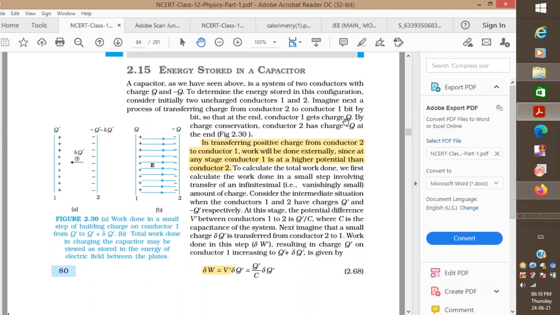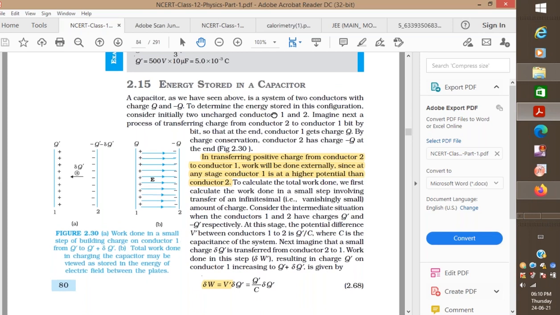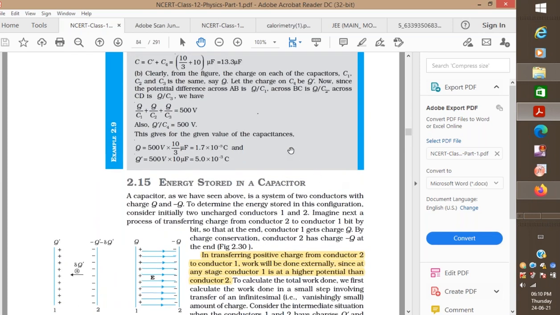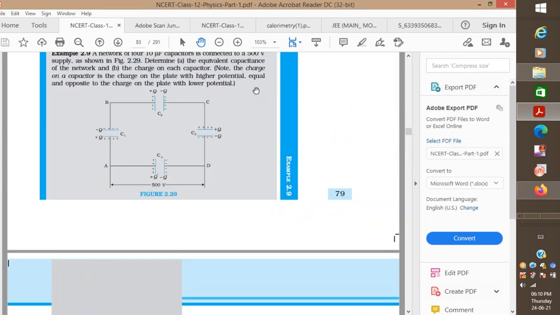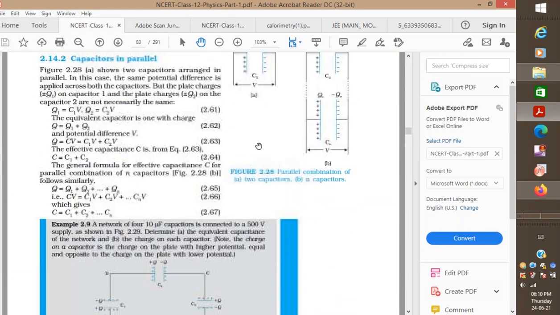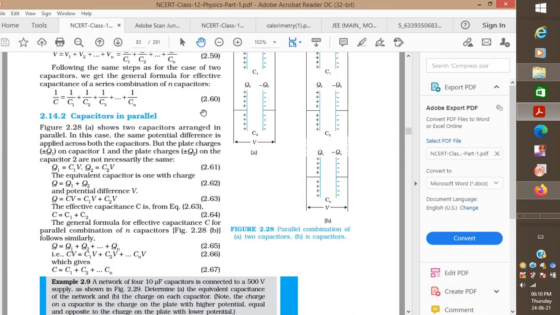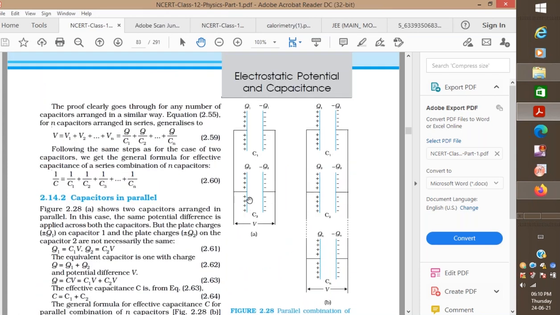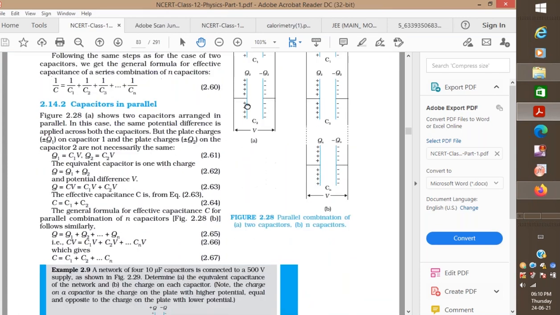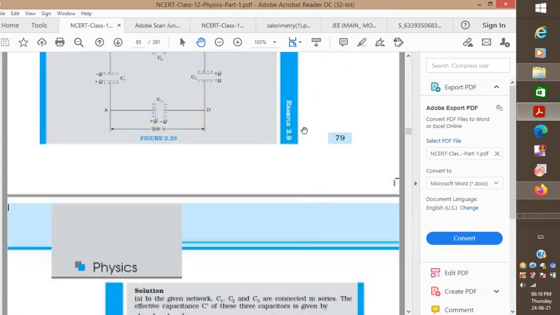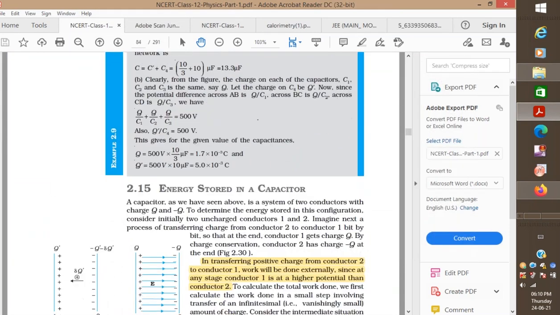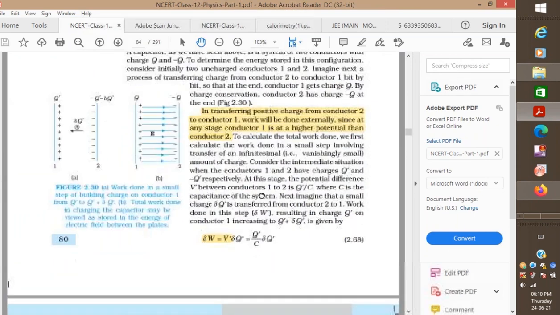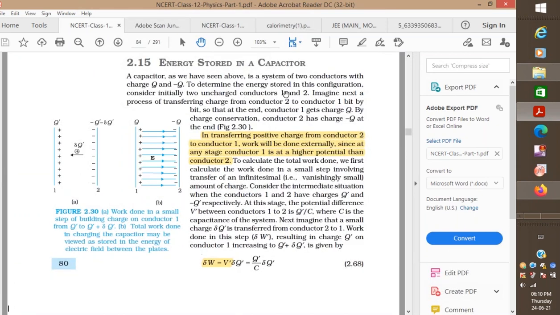Okay. So far we have studied the combination of capacitors, parallel and series combinations, and that day we took some numerical examples which will sometimes be asked in board exams or competitive exams. So today we'll just finish this chapter.